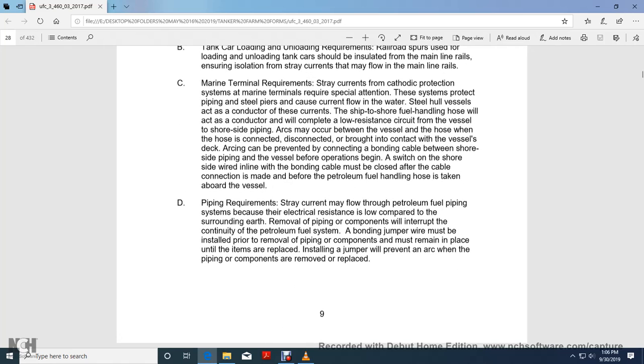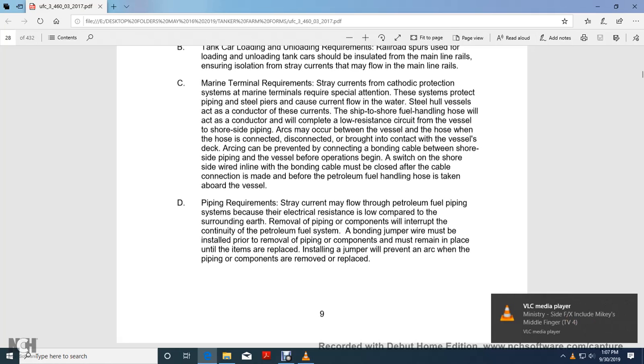C. Marine terminal requirements. Stray currents from the cathodic protection system of the marine terminal require special attention. The system protects the piping and steel piers, caused by the current of the flow of the water. The steel hull vessel acts as a conductor for these currents, with the ship-to-shore fuel handling hose as a conductor completing a low resistance circuit between the vessel and the shoreside piping. Arcs may occur between the vessel and the hose when the hose is disconnected or brought into contact with the vessel deck, where vapors may be vented when connecting.